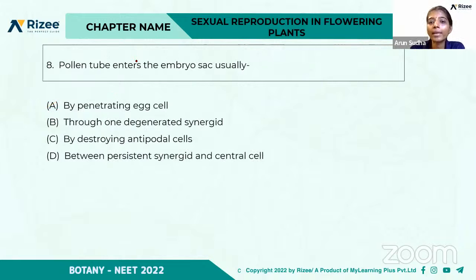Then the pollen tube enters the embryo sac usually by penetrating the egg cell through one degenerated synergid, by destroying the antipodal cells, or between persistent synergid and central cell. So how does the pollen tube generally enter the embryo sac? Yes, B is the right answer. First there occurs a degeneration of the synergid, and through that the pollen tube enters into the embryo sac. Right? So clear? Any doubts in this? I will see a few more questions.